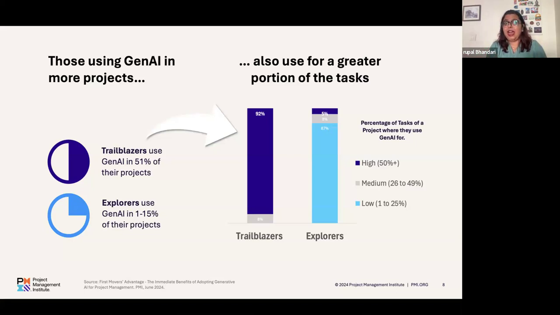Explorers are people who are still very early on in the game. They are still stuck at a maximum of 15%. So out of 10 tasks, they are maybe using it for 1.5 tasks at maximum. And essentially, when we study them further, we find out that not only are they using it for more tasks in general, they're using it for more tasks on each project. So it's not like if you're working on 10 projects, only the average counts, but also on each project, you find trailblazers using Gen AI more and explorers using Gen AI less.